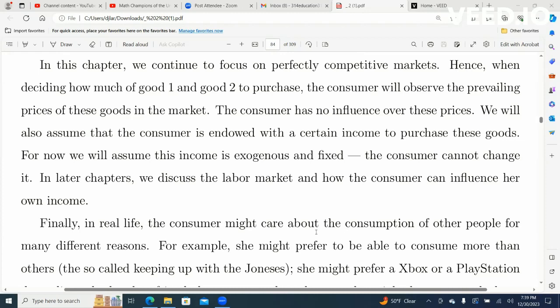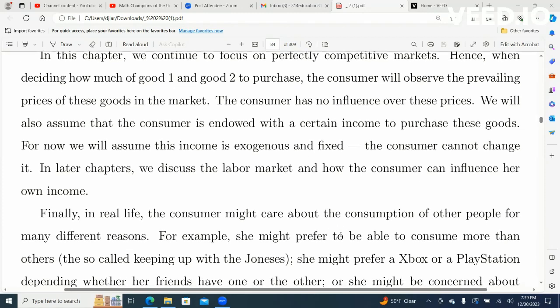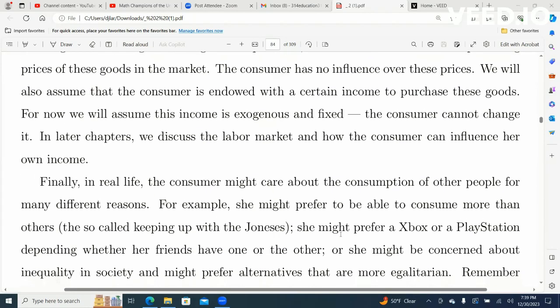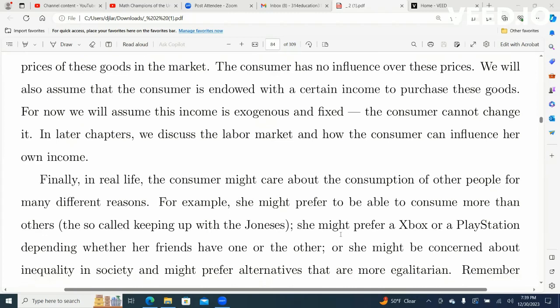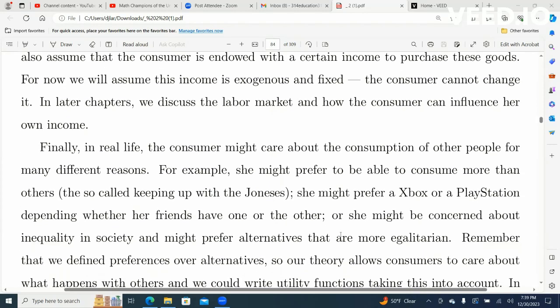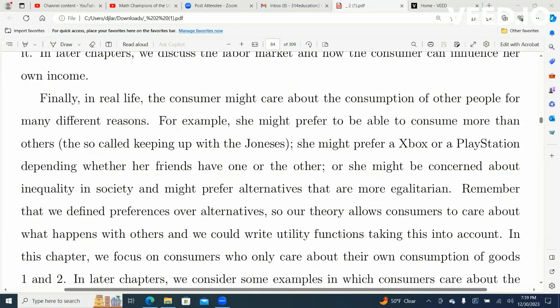Hence, when deciding how much of good 1 and good 2 to purchase, the consumer will observe the prevailing price of these goods in the market. The consumer has no influence over these prices. We will also assume that the consumer is endowed with a certain income to purchase the goods. So they're just laying the field for a mathematical study here.